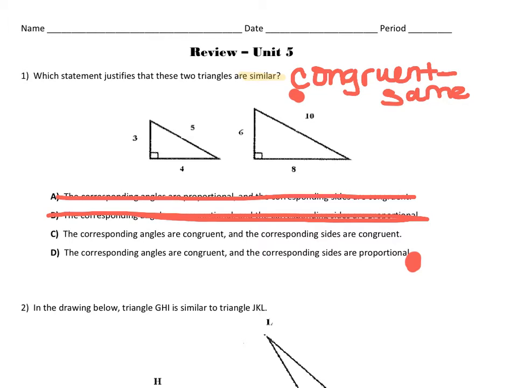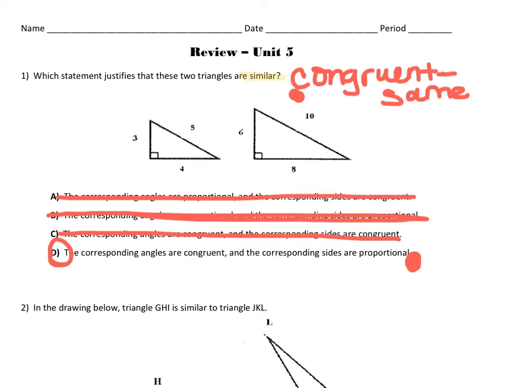The next part says, and the corresponding sides are congruent. Congruent means equal. We don't want that. If their corresponding sides are equal, then they're the same shape. So we want them to be proportional, which is answer choice D.